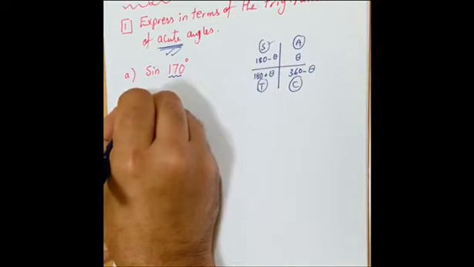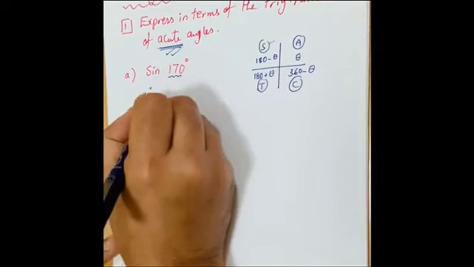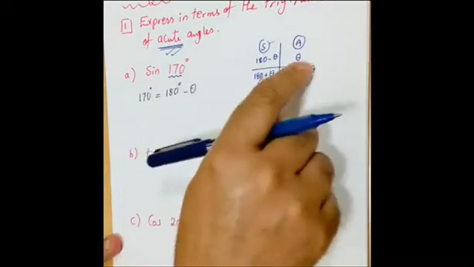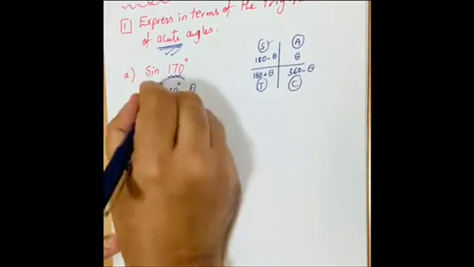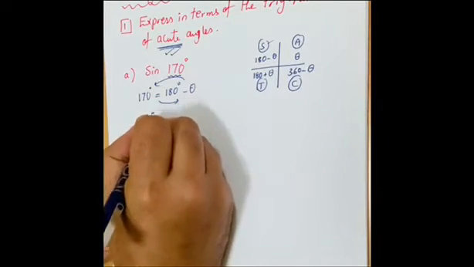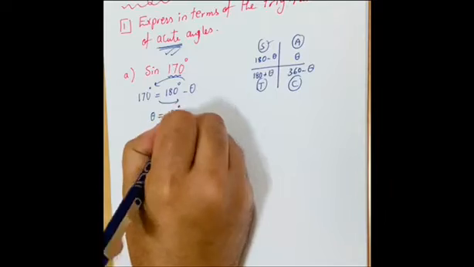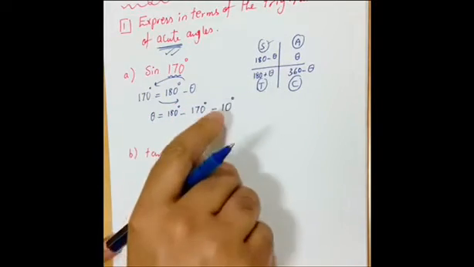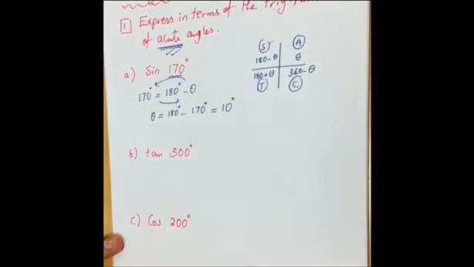So you do 170 equals 180 minus theta to get the angle in the first quadrant, which is theta. What you're supposed to do is interchange the terms. So theta equals 180 minus 170, which is equal to 10 degrees. Now 10 is an acute angle lying in the first quadrant.